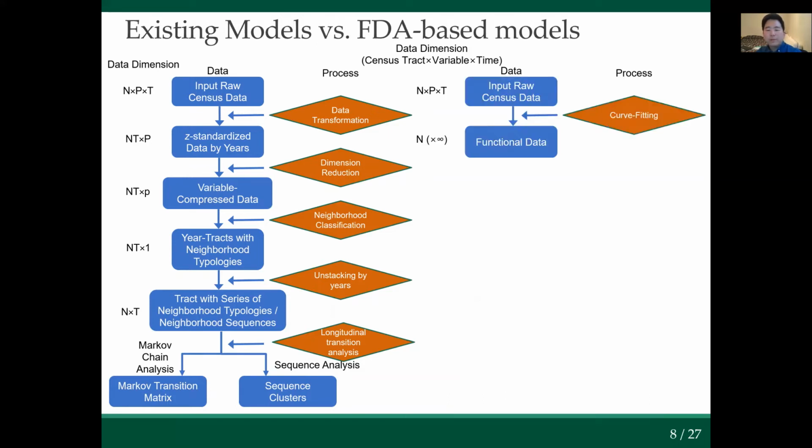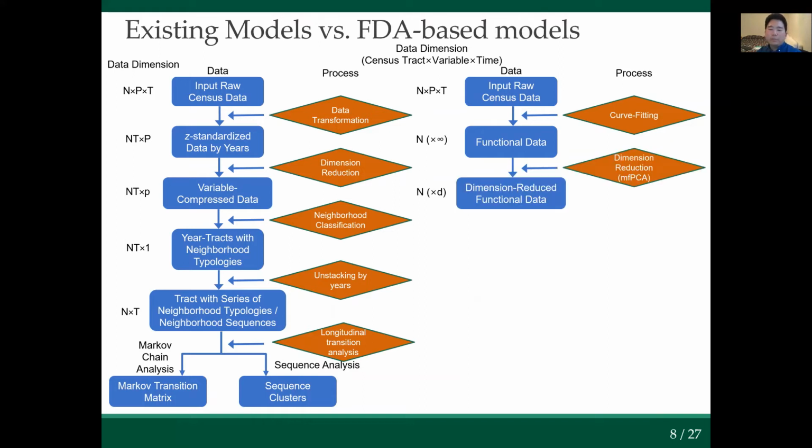Once we do the curve fitting and convert the census panel data to multivariate time-dependent curves, we can apply multivariate functional principal component analysis, or MFPCA, for dimension reduction. Then, application of k-means clustering on the multivariate functional principal component scores will provide a set of neighborhood trajectories. And neighborhoods in each trajectory follow similar patterns of neighborhood changes over time.